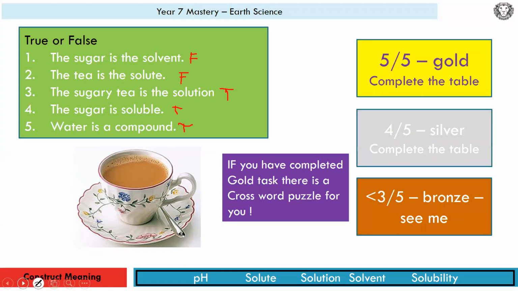If you've got 5 out of 5, you can complete the gold task. If you've got 4 out of 5, you complete the silver. If you've got 3 out of 5, what I would like you to do is to comment on the video and say that you got 3 out of 5, then we can have a look at helping you through that. So let's have a look at the next slide.